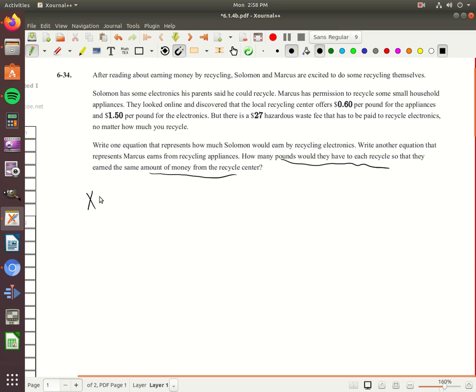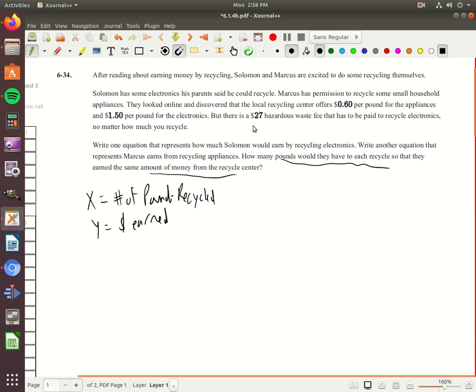So we could say X is the number of pounds recycled. It doesn't matter if it's an appliance or if it is an electronic. It's still a pound recycled. And Y is going to be the money earned. So again, I hope you get that subtlety, because it is very subtle, but it is very important. If you try and solve this problem as how many pounds of electronics and how many pounds of appliances, it's going to get tricky. But here we're told exactly what we're solving for.